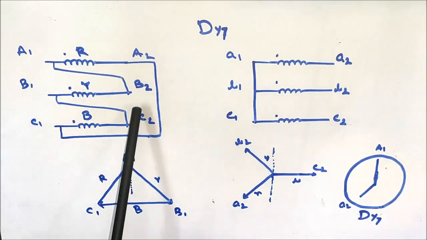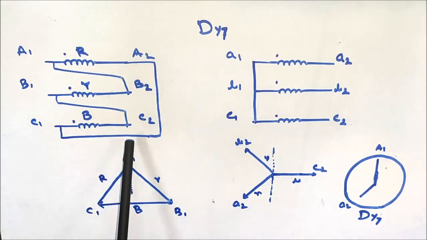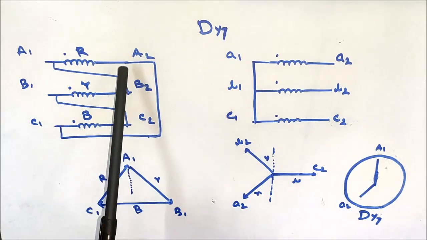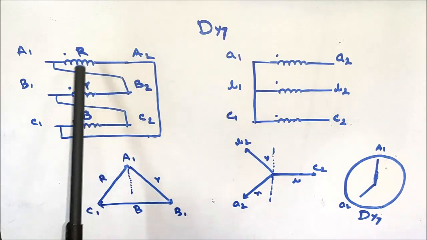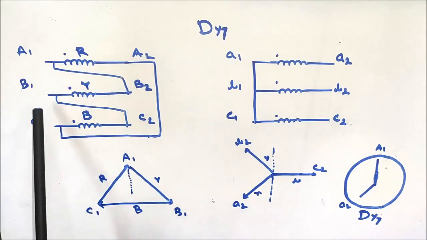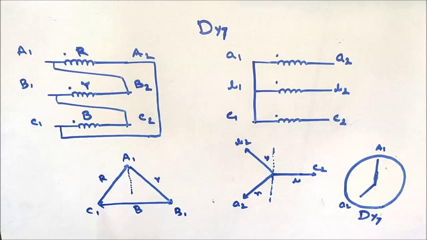So A1 is shorted to B2, B1 is shorted to C2, and C1 is shorted to A2 to form the delta connection, and A1, B1, C1 are the connection terminals. In between A1 and C1, there exists the red phase coil.